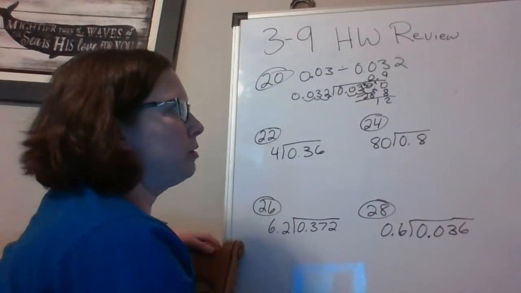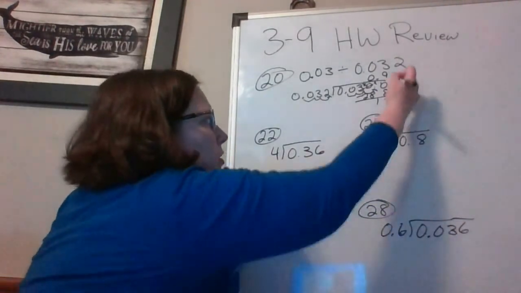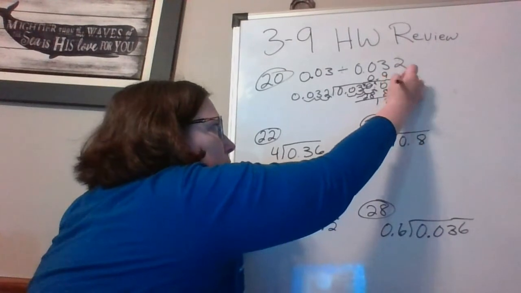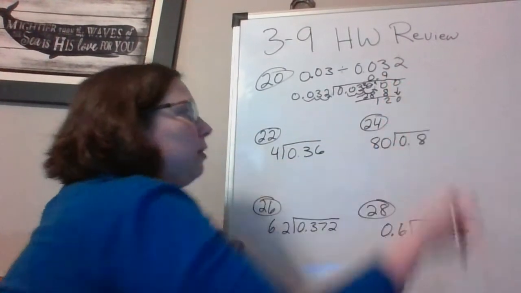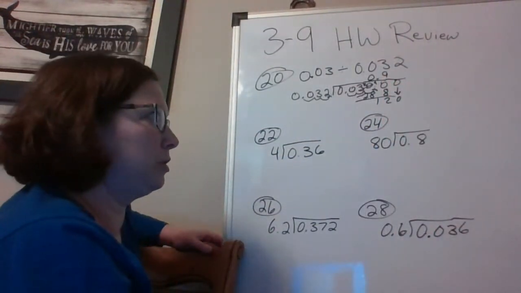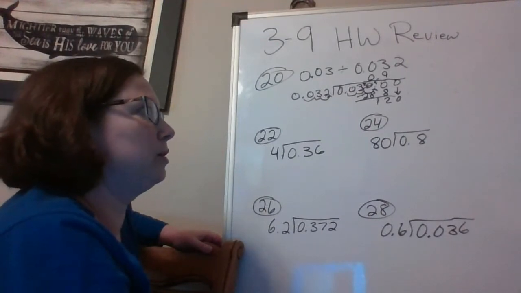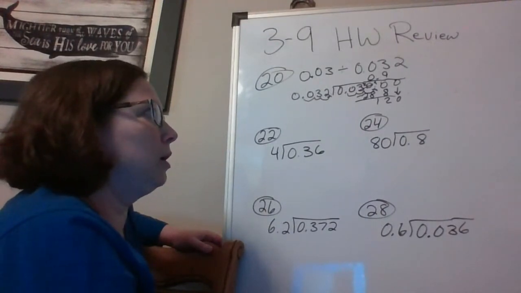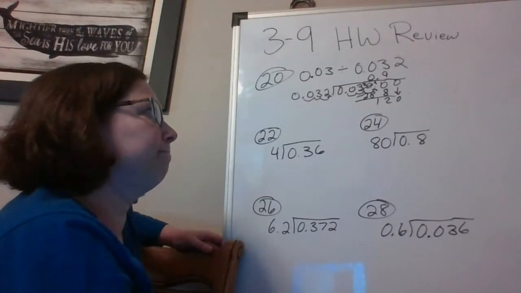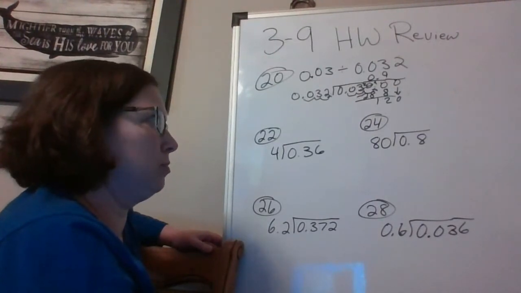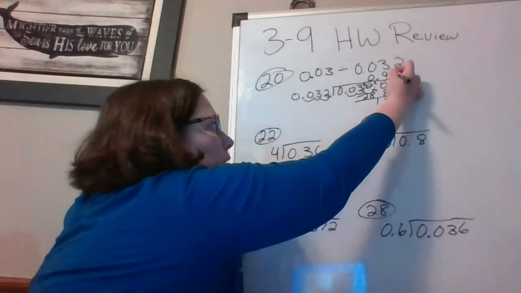Get 12 as a remainder, which means we need to add another 0 because we're not done yet. Drop that down, and now I'm figuring out how many times does 32 go into 120. Let's see, 30 would go in 4 times, so it must be 3.